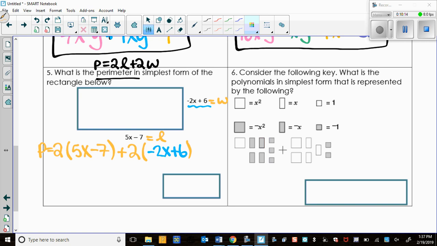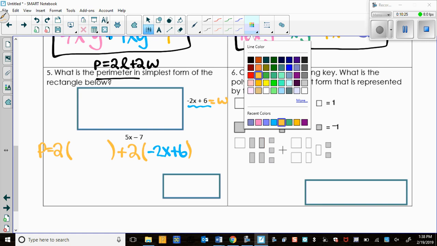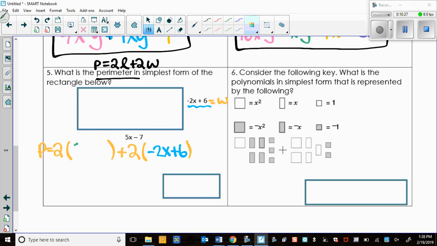I'm going to go ahead and try to change the color of the length here. I'm going to change it to a different color just so that you can see where it's coming from. Let's make the length green. Alright, so 5x minus 7. And all you have to do now is distribute. And then combine like terms.